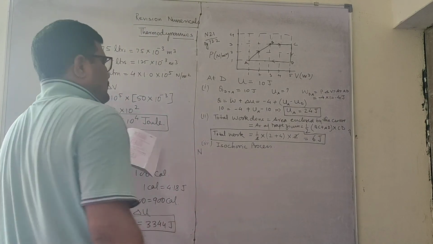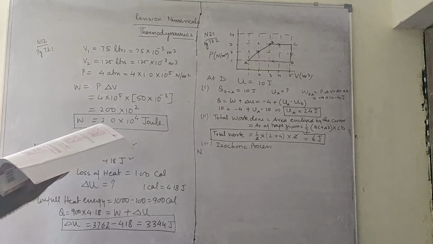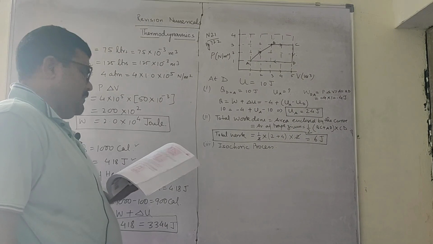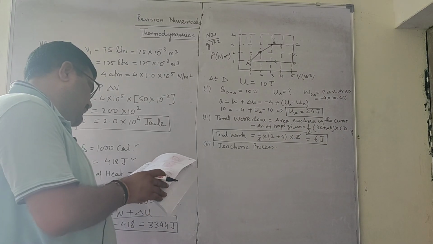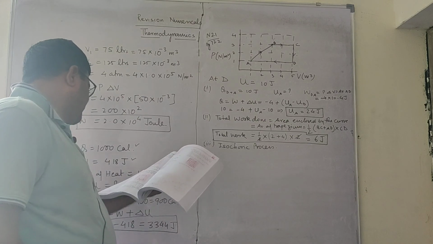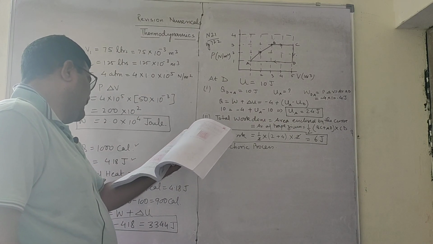Now next we will do an important numerical explaining the first law of thermodynamics, that is numerical number 29.